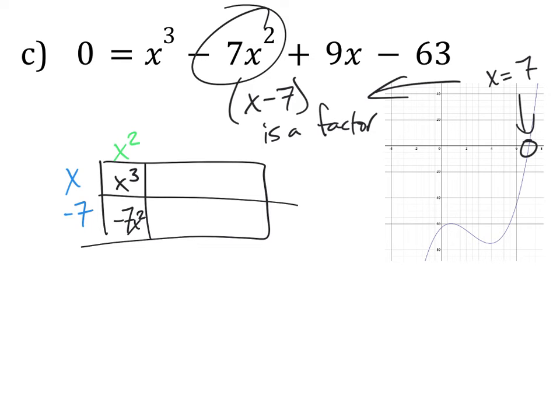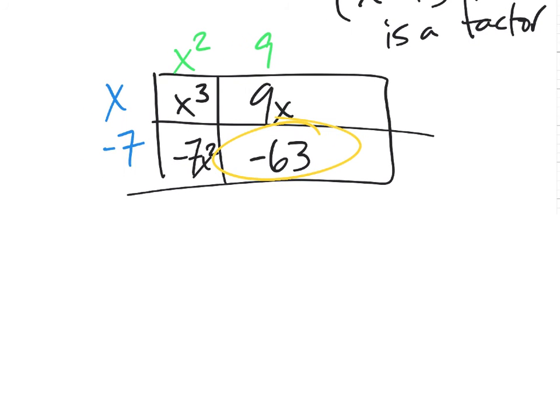So I'm just going to write my next term, which is 9x. And then I'm going to put my 9 here. And then I'm going to have a, well, look at that, negative 63. And that right here matches this, so that means I'm done. So now let's rewrite our polynomial as a product. We have x minus 7 times x squared plus 9 equals 0.